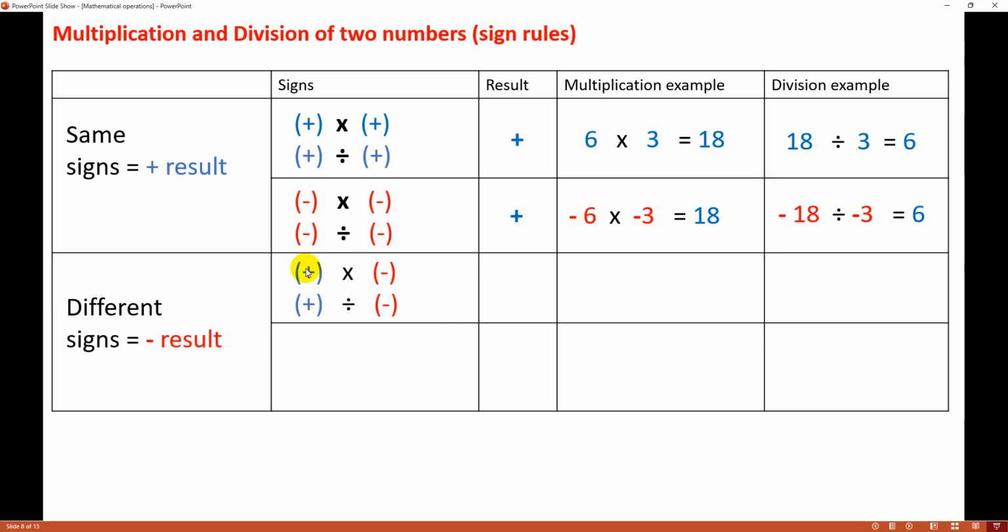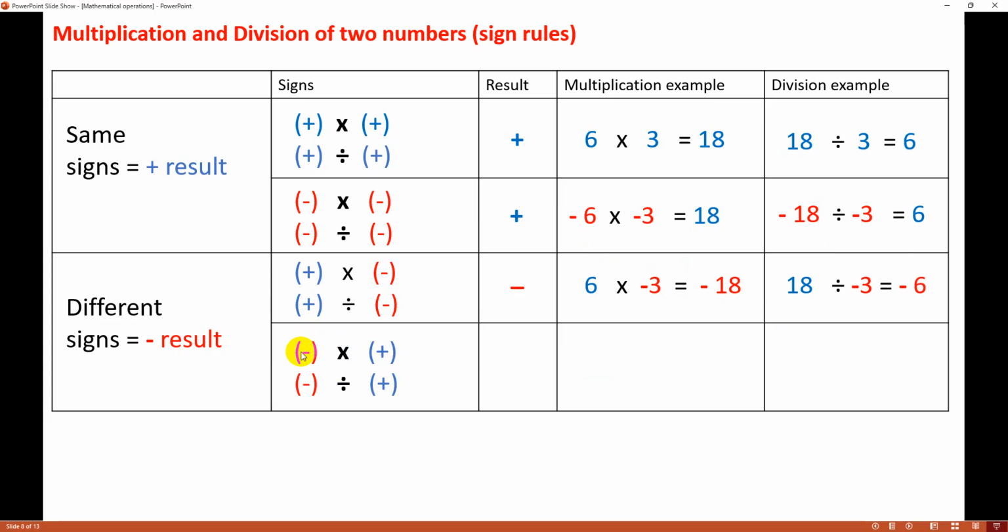For example, here, a positive times a negative, or a positive divided by a negative, is going to be negative. Different signs, result is negative. For example, positive 6 times negative 3 is negative 18. Positive 18 divided by negative 3, positive divided by a negative, different signs, the result is negative 6.